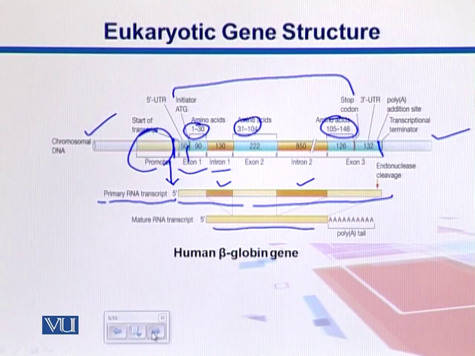So this messenger RNA transcript, which is the mature transcript, is also recognized by the presence of a poly A tail. So there is a long run of A's in the end, called the poly A tail.